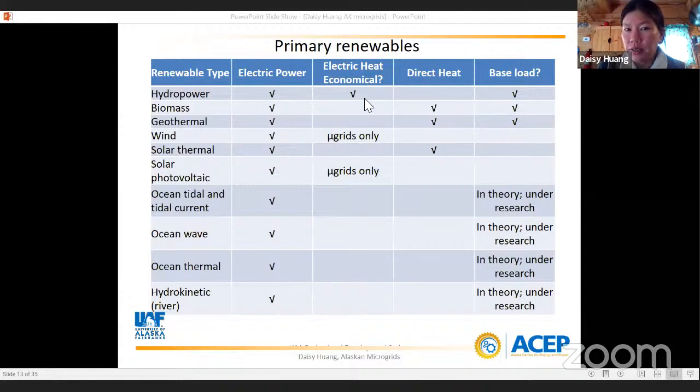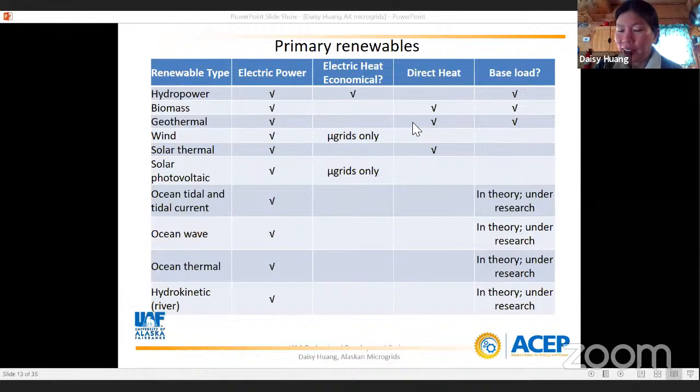All right, so renewables to direct heat: only biomass, geothermal, and solar thermal. And then which can baseload? Only hydropower and biomass and geothermal can do that. They can load follow. So geothermal actually is not big in Alaska.